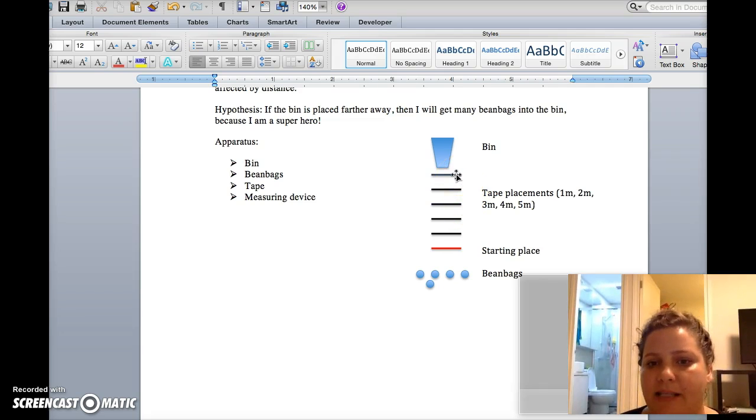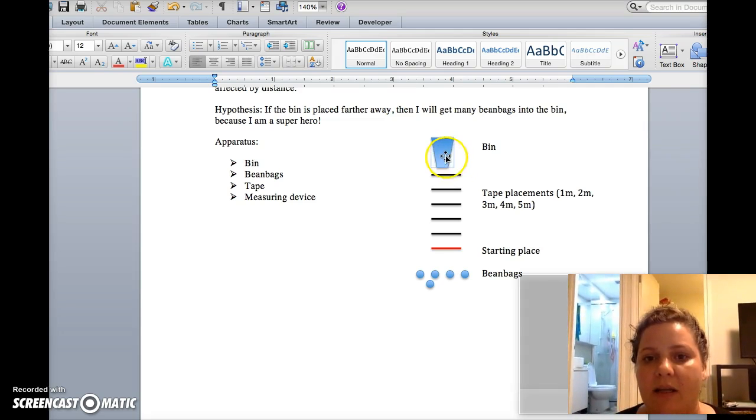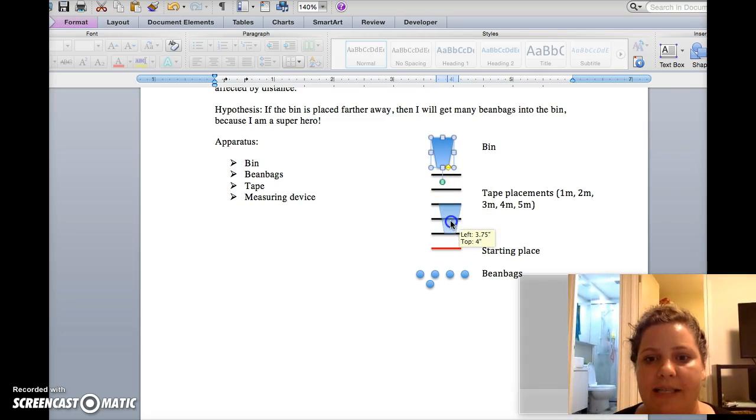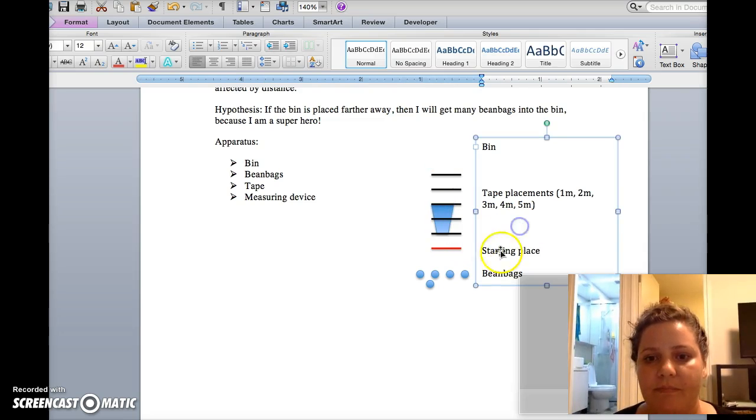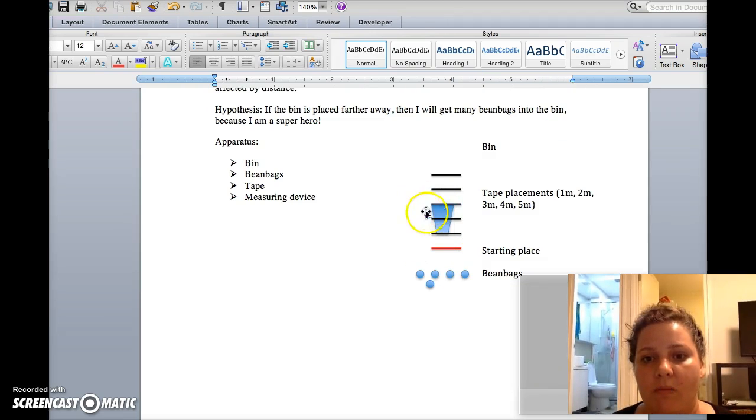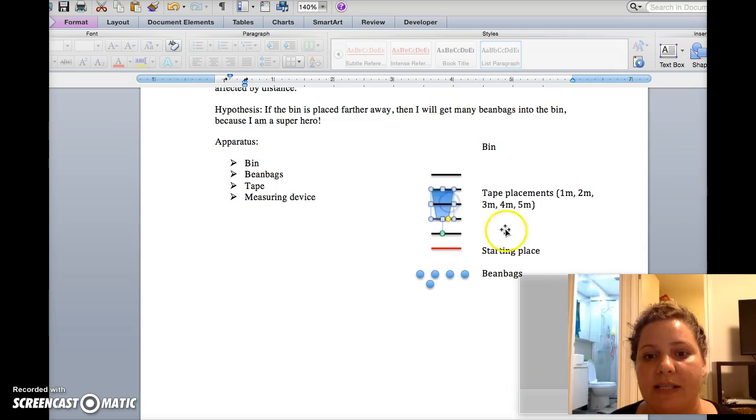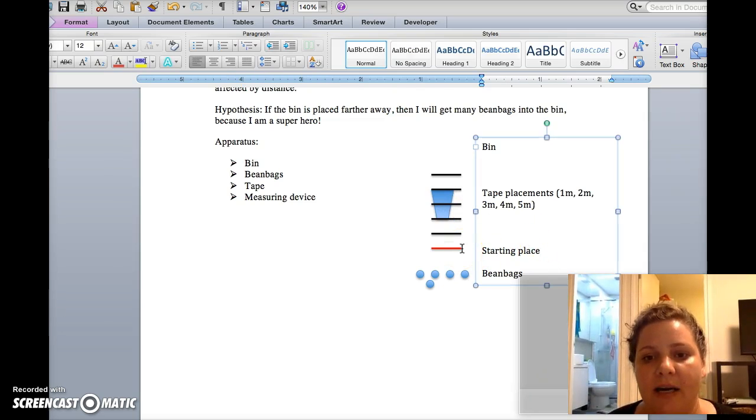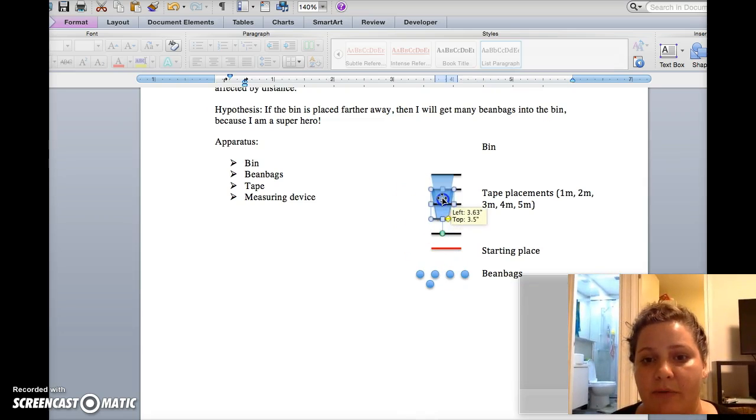And so what that means is for our first trial, I will have the bin down at the first meter, and I will stand here and throw my bean bags into the bin. Then I'm going to record how many I got in. Then I'm going to move my bin to the second meter and do the same thing and record how many I get in. Then I'm going to move it to the third and do the same thing, toss them in, then the fourth, and then the fifth.